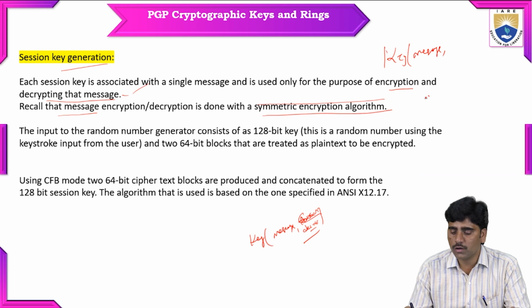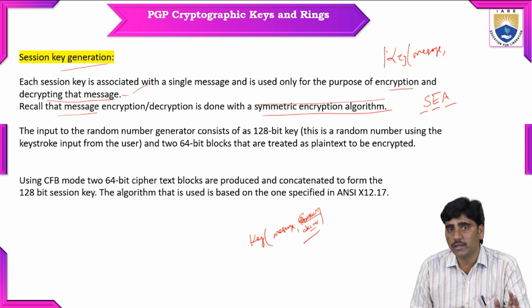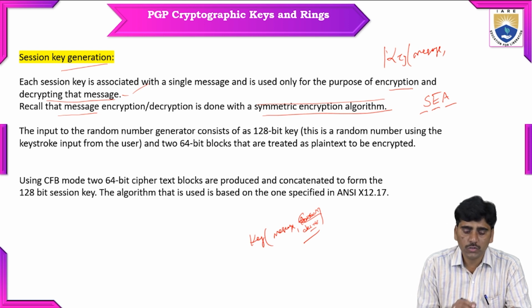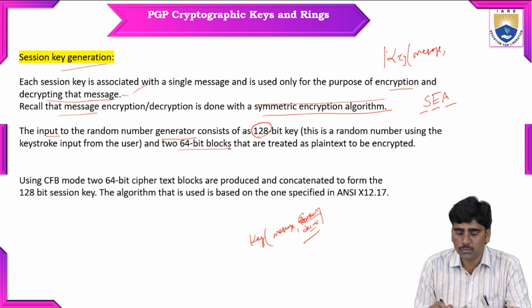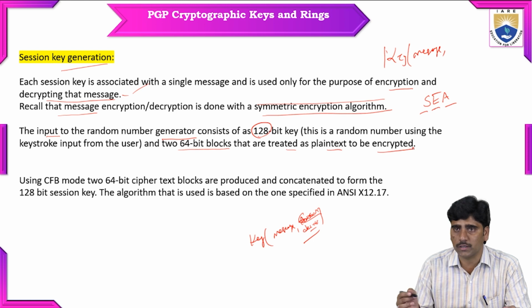So we can call it SEA, symmetric encryption algorithm. This encryption and decryption is done with the help of these symmetric encryption algorithms. Here the input to the random number generator consists of a 128-bit key and two 64-bit blocks that are treated as plain text to be encrypted.